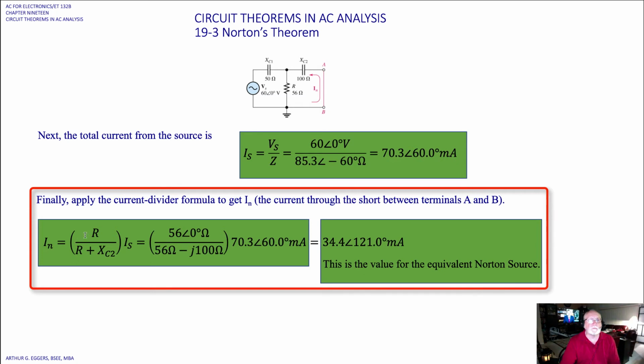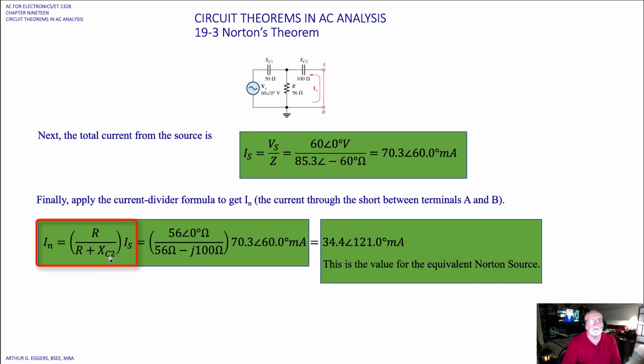So our current divider expression, product over the sum, in this case we're only looking at the current divider of R and R plus X sub 2 times the source current. So 56 ohms and the 56 ohms minus J100 in the denominator. We multiply that times the I source that we just calculated, 70.3 at an angle of 60 degrees milliamps. Gives us then 34.4 at an angle of 121 degrees in milliamps. This then is the value for the equivalent Norton source.